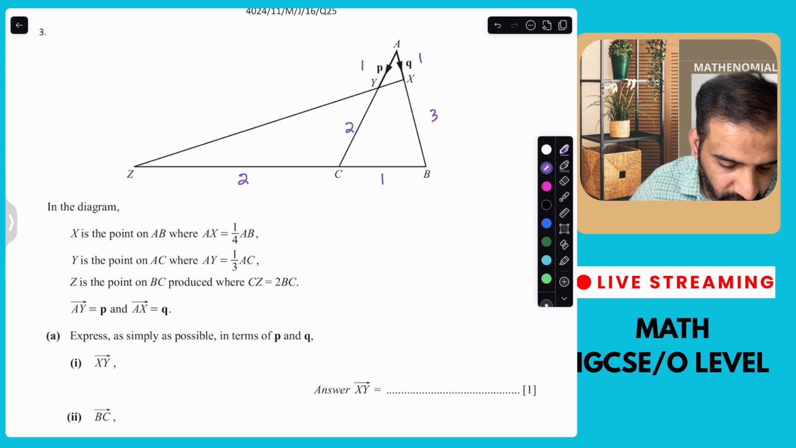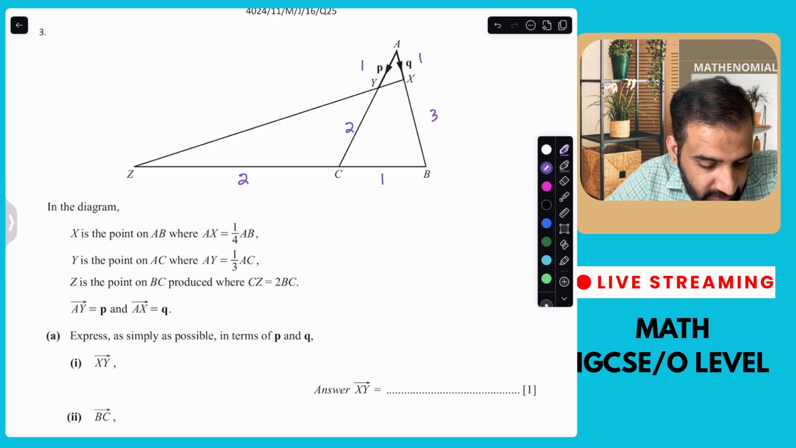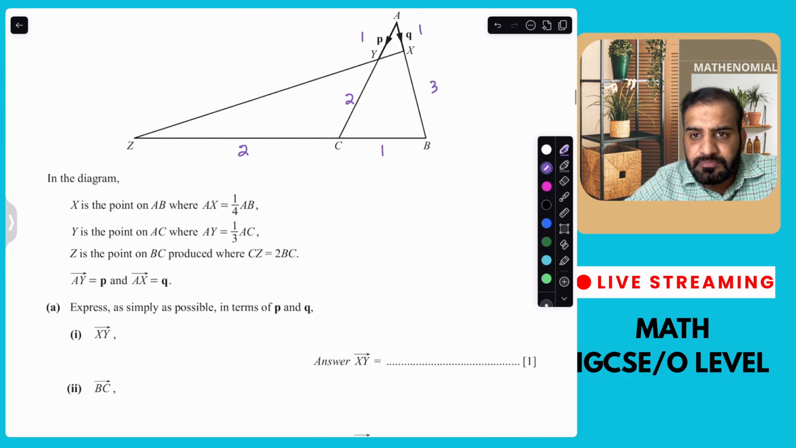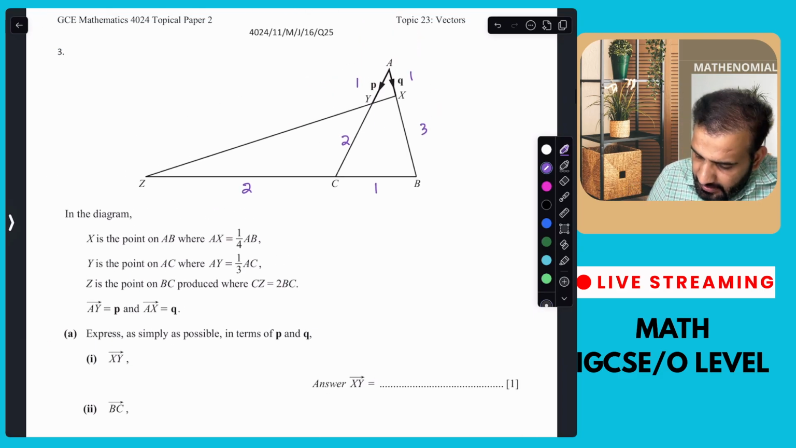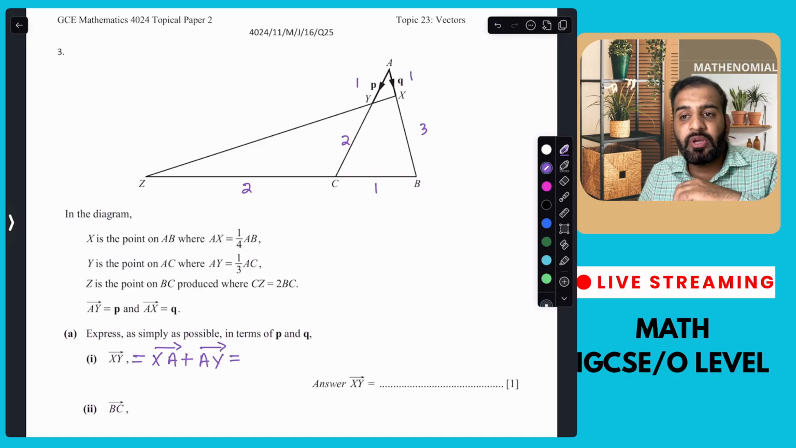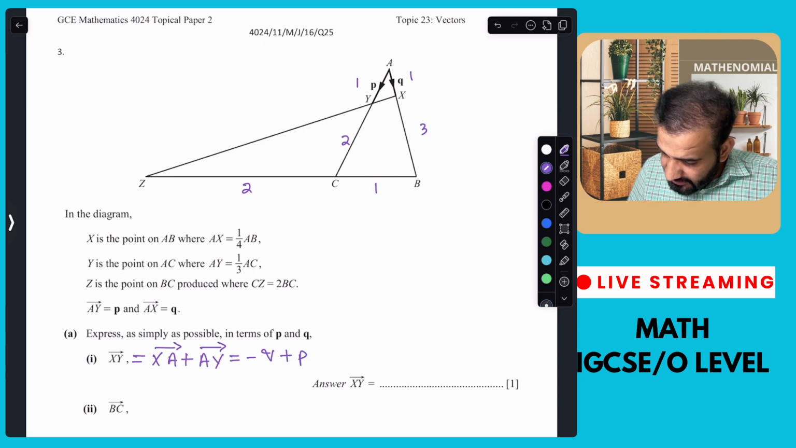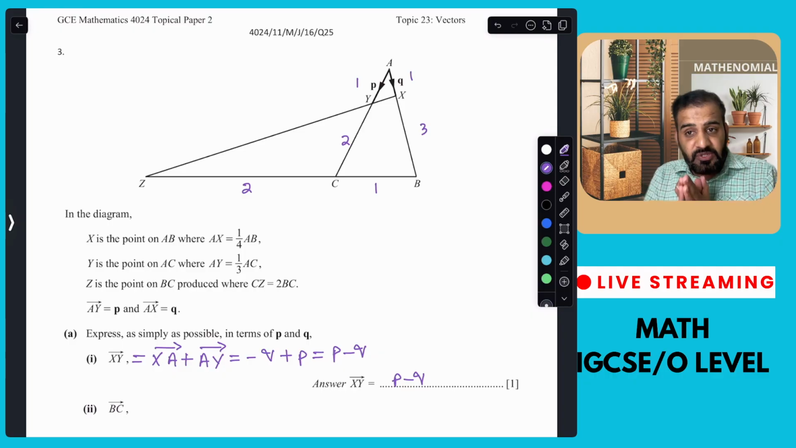So find first of all your vector XY. So what is XY? X to Y means go from X to A, X to A, and then A to Y. What is X to A? X to A means you are going against the direction. So it is minus Q plus A to Y means plus P. So that is P minus Q. That is P minus Q is your XY.